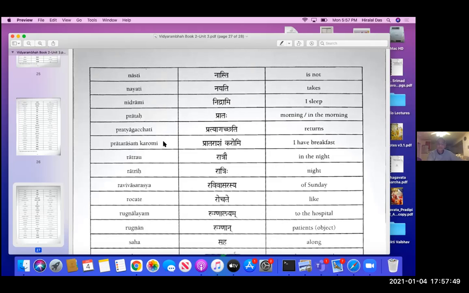Pratarasham karomi. I have breakfast. Okay. Ratrau. Nihal, thank you so much. We will give chance to others. Okay, now Purandar, would you like to try? Purandar, you are on mute.